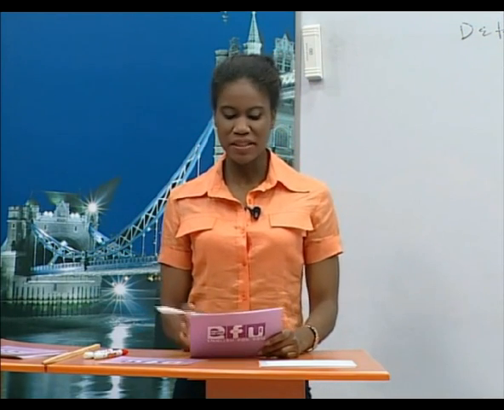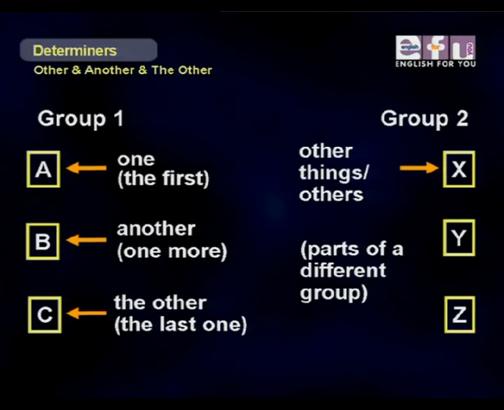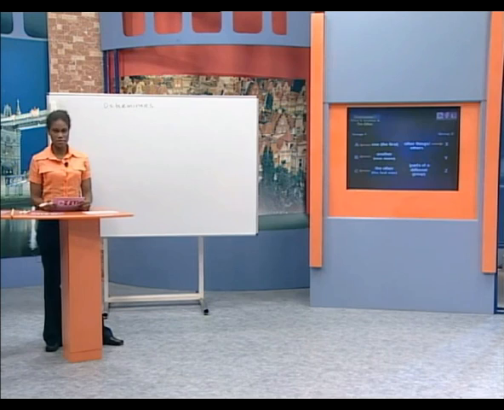Okay, we've been talking about people, objects, or things in a group. Now we're going to look at things in other groups. Let's look again at the chart of groups 1 and 2. Before, we talked about things in group 1. When we want to talk about different groups, not group 1, but group 2, we use other and a plural noun, or just others. But we don't use a noun with plural determiners.